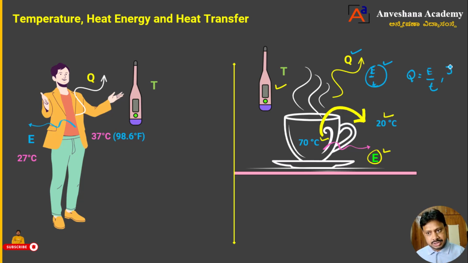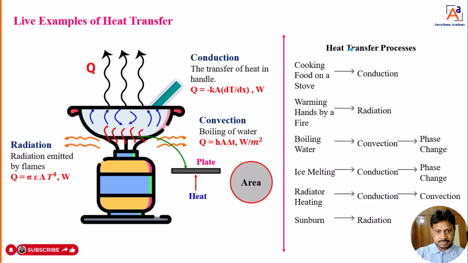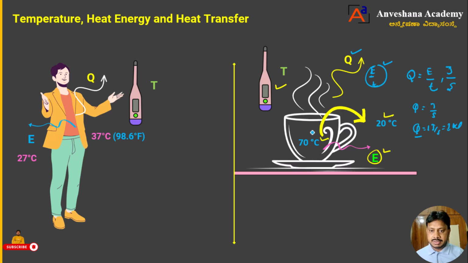Energy we measure in joules, and time in seconds. So the unit for heat transfer is joules per second. We already know, dear students, that 1 joule per second is equal to 1 watt. So the unit for heat transfer is watt. Watt is nothing but joules per second. This is nothing but heat transfer, dear students.